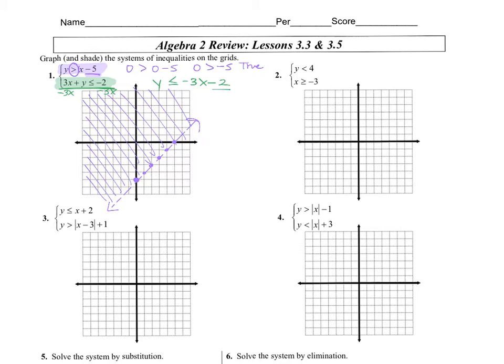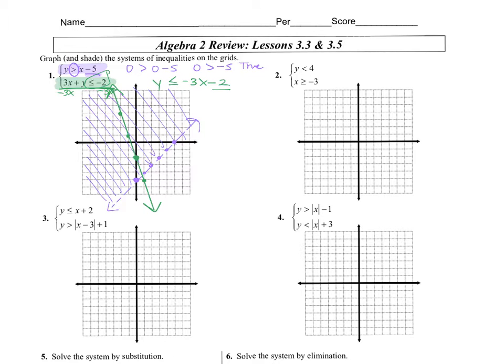So to plot that, we're going to do our -2 here, and then it's down 3 over 1. Okay, and again, I would probably do another point up this way, just so you have a good stretch of points there. This one's solid because it's got the equal to. So we're going to draw a solid line in here.